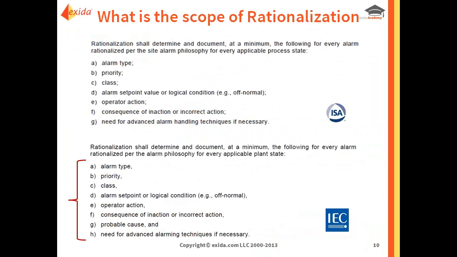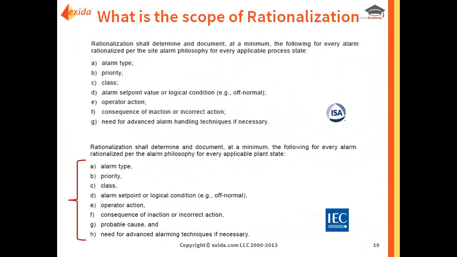So what is included in the scope of rationalization? The standards define a minimum set of information that's supposed to be discussed and documented. That includes things like the priority of the alarm and class. Those of you who don't know what class is yet, pay attention, because we'll talk about how you establish alarm classification.